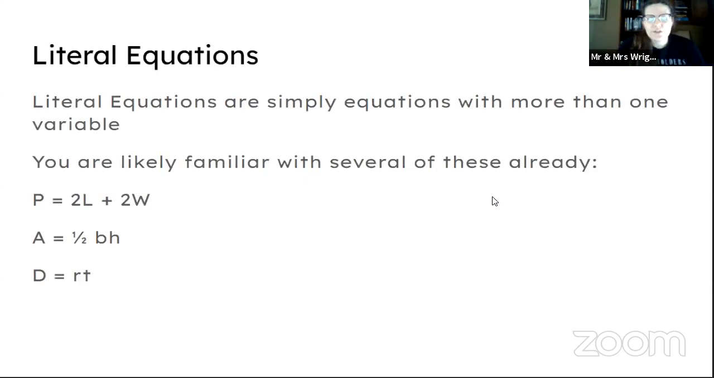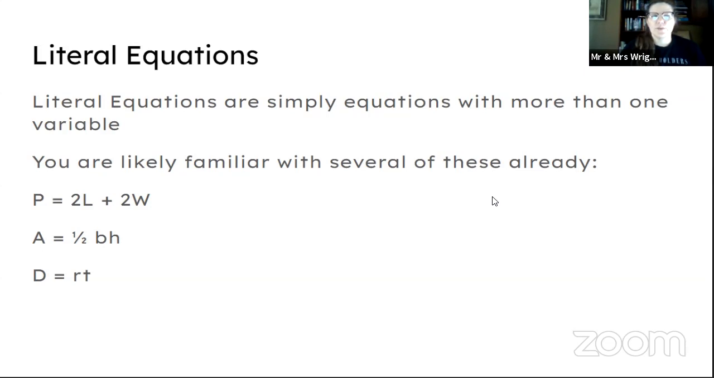And what literal equations are, it's very simple. They're equations that will have more than one variable in them. So something that you might know as a formula. Okay, so here I have one written out for us that says P equals 2L plus 2W.